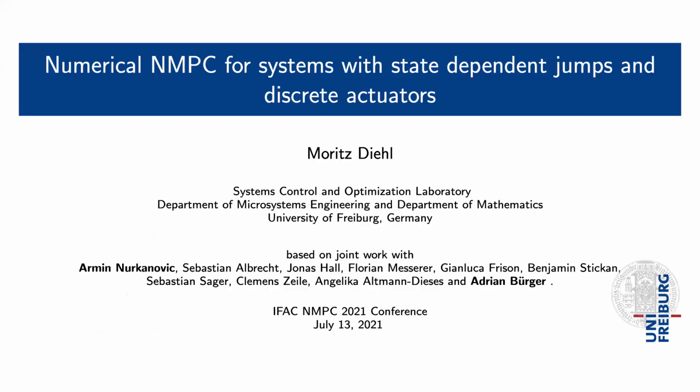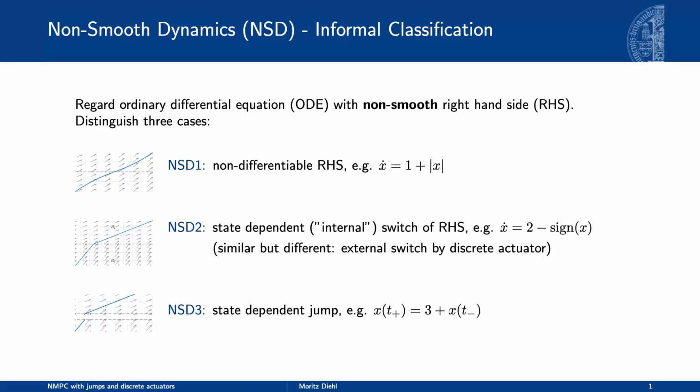So this talk is about numerical MPC for systems with state-dependent jumps and discrete actuators. And we want now to focus on non-differentiable right-hand sides. So we have a differential equation, but it's actually not really a differential equation because it has a possibly jumping right-hand side. So the easiest case is what we call NSD1, the first level of non-smooth dynamics. And there we would just say the system itself is not differentiable. I mean, the right-hand side is not differentiable.